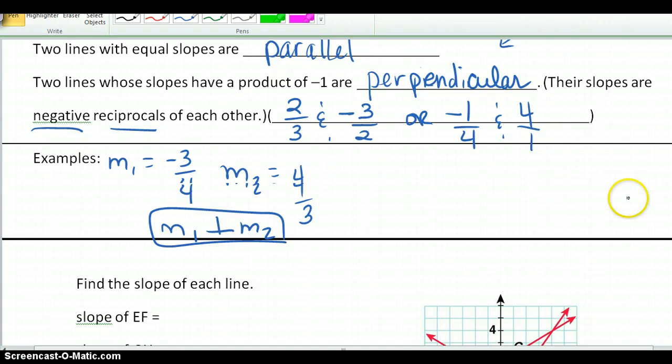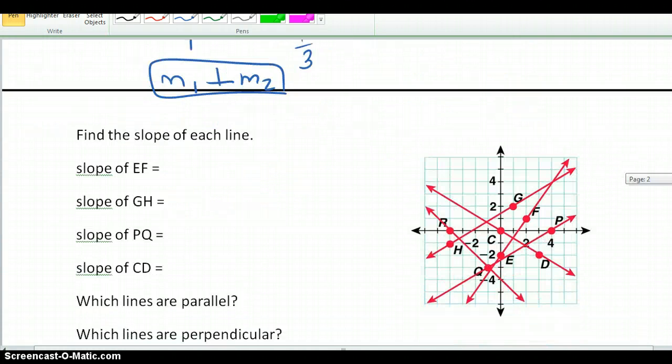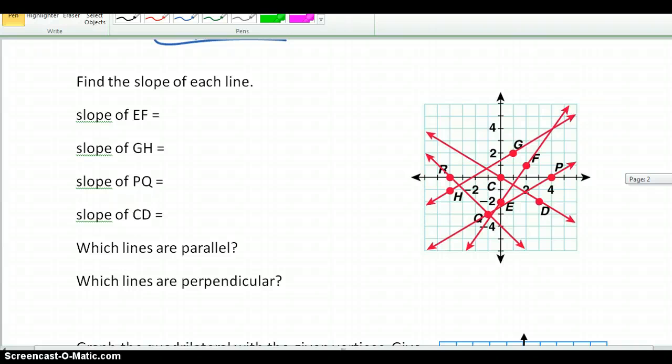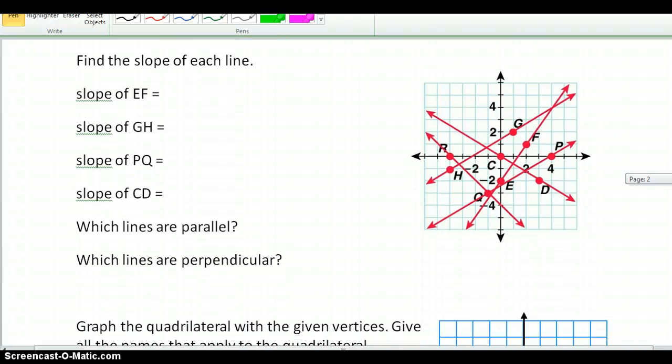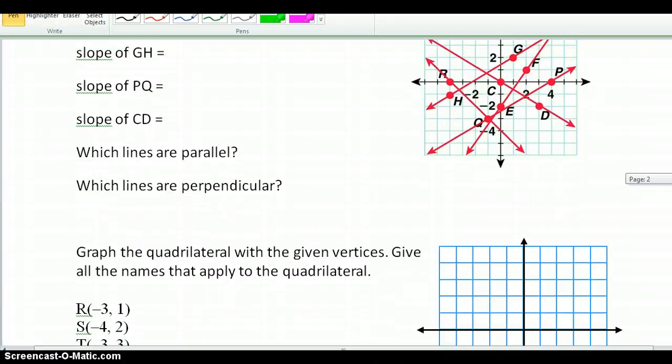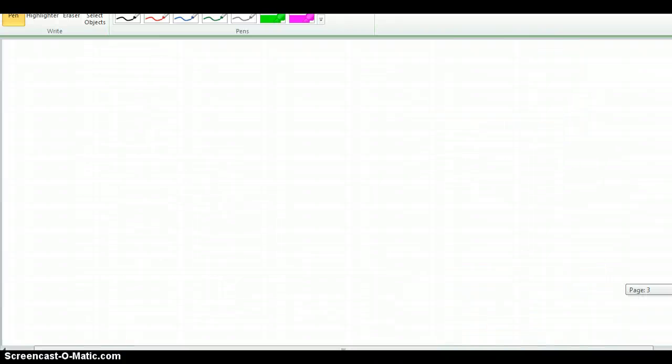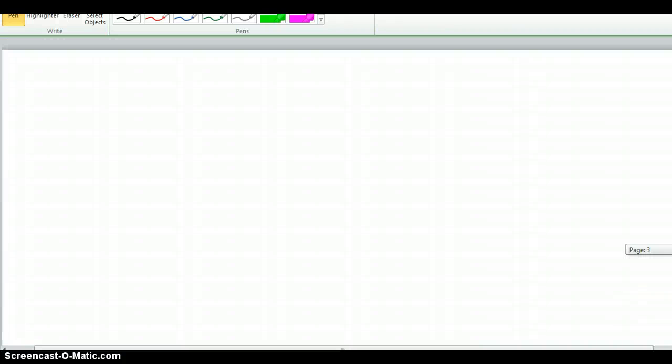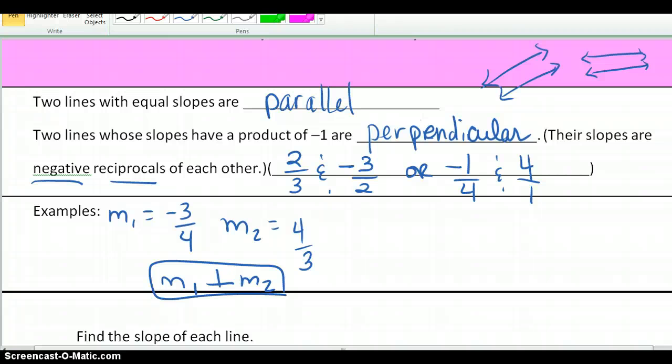Okay, you're going to look down here to the next part tonight and try to fill in the blanks for the slope of each line, and then you're going to graph the quadrilateral with the given vertices, and give all the names that apply to whatever shape you have formed.